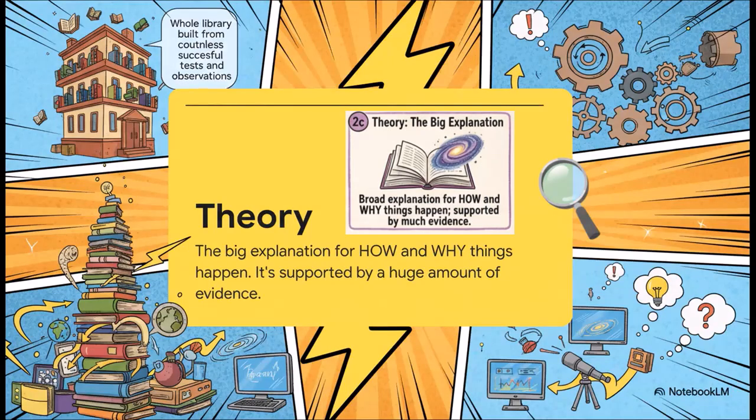And this brings us to the big one, the theory. Now listen up, because this is important. In everyday life, you might hear someone say, oh, it's just a theory, like it's some random hunch. In science, a theory is the exact opposite. It is a huge, evidence-backed explanation for how and why a whole bunch of things happen. It's not just one idea, it's like the whole library, built from tons and tons of successful tests and observations.